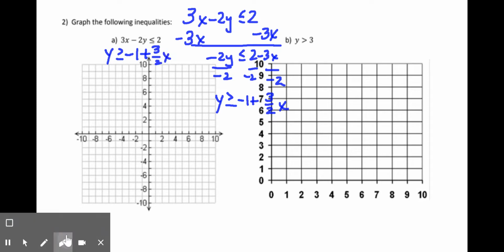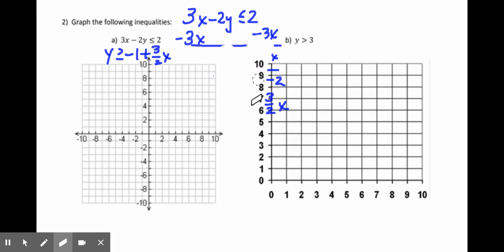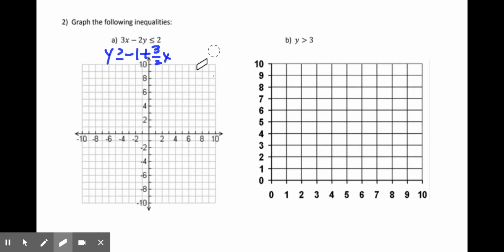That way I can erase all this stuff so that we can use it for our second line. Give me just a second here to erase it. Okay, so let's talk about how to graph this. So we have it in slope-intercept form.